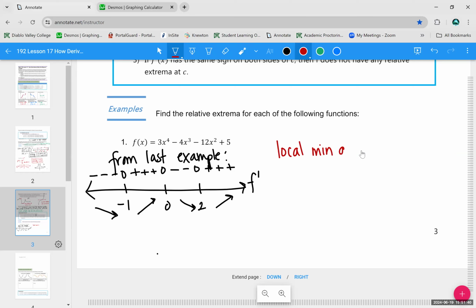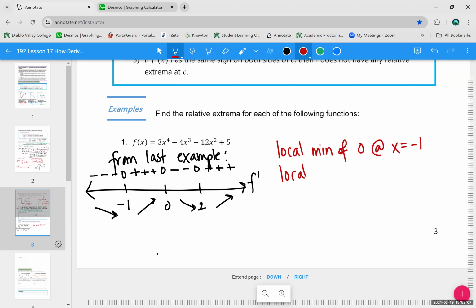And oh, the other thing to keep in mind is that extrema are which values? The x or the y? Yes, the maxes and mins are the y values. So what I need to do is take this -1 and plug it into this function. And when you do that, you're going to get 0. So I have a local min of 0 at x equals -1.